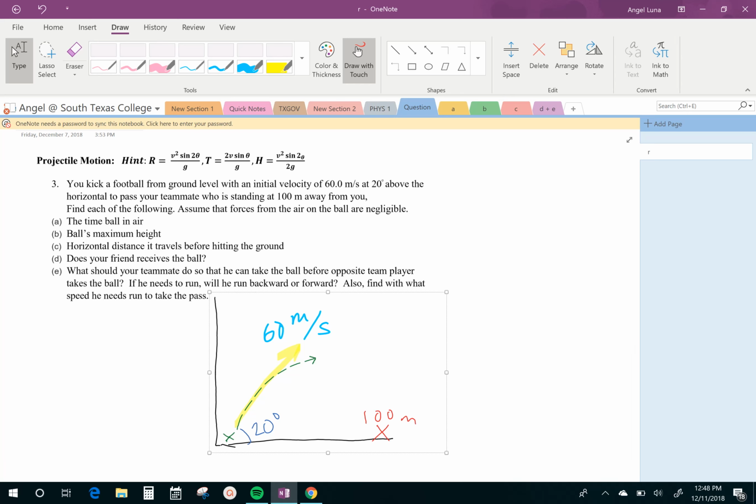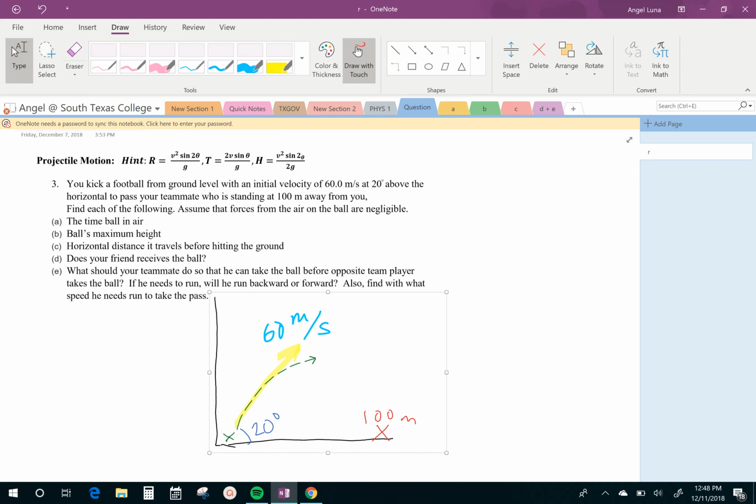Okay, so we have a projectile motion question here. You kick a football from ground level with an initial velocity of 60 meters per second at 20 degrees above the horizontal to pass to your teammate who is standing 100 meters away from you. Find each of the following, assuming that forces from the air on the ball are negligible.